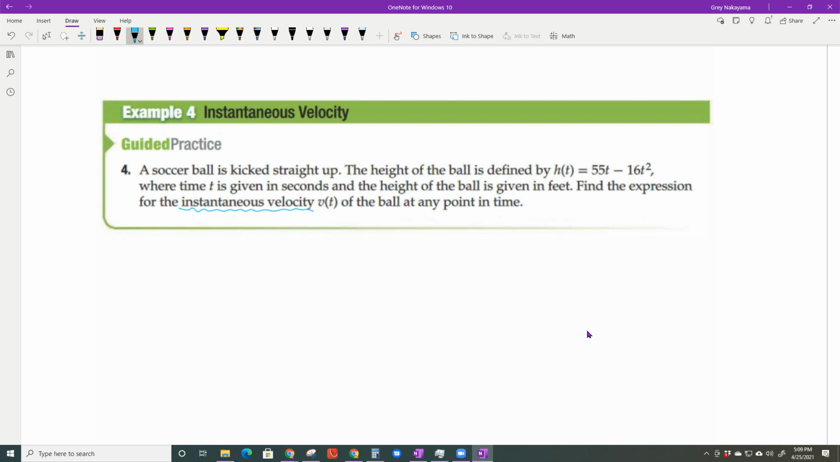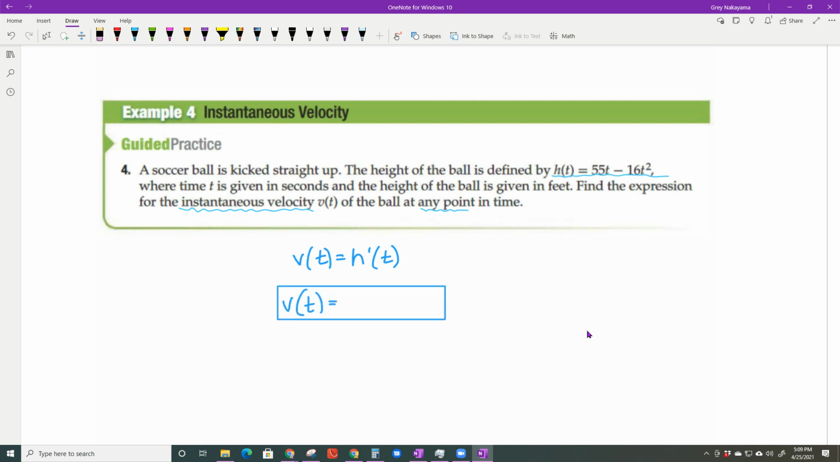Okay, that's the same thing, of the ball at any point in time. So we're not doing a specific point. So as I mentioned, the instantaneous velocity v of t is equal to the derivative of the function. So that's my function of the height. So now I have to go find that derivative of this function right here.